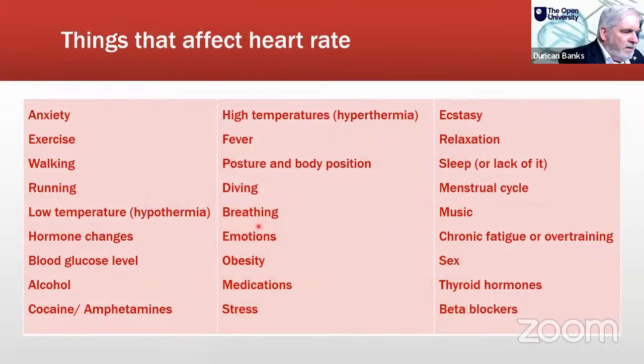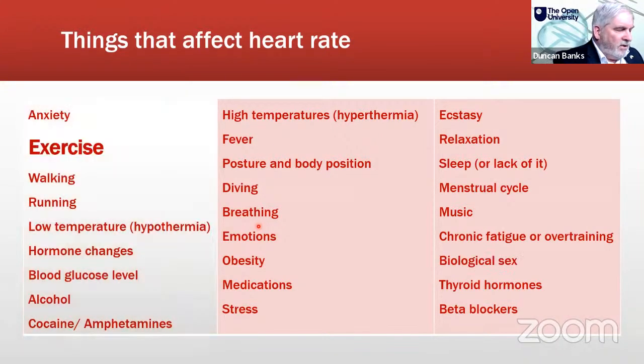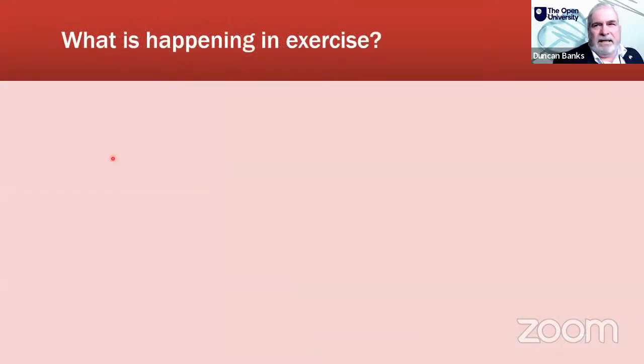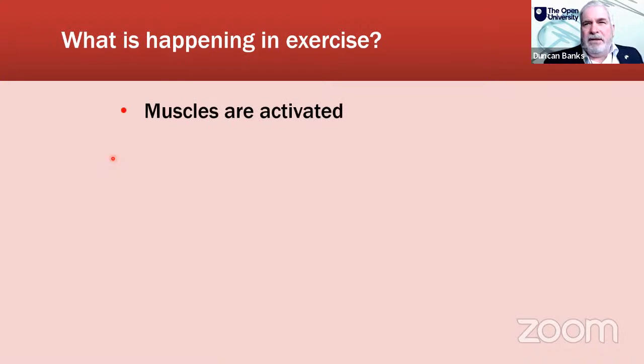So what are the things that affect heart rate? You've seen this diagram before, and I'll just concentrate on the one thing I think which is really quite important to show you, and that's exercise. That's one of the things that obviously increases heart rate. I'll just show you how it does this. So what is happening in exercise? Well, we know that muscles are being activated. You want to exercise. The type of exercise could be swimming, it could be running. Doesn't really matter. It's an increase in metabolic demand on the body.